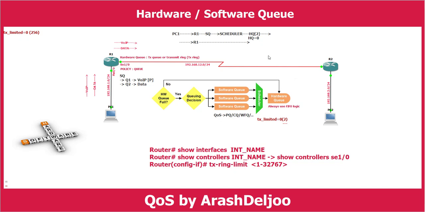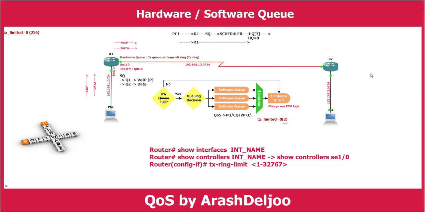What does it mean? It means that in most cases, yes, it is correct. Because the hardware queue has some packets and is full, the packet goes to the software queue and then to the scheduler, and after that the scheduler can forward the traffic to the hardware queue to be sent. But if the hardware queue is empty, has empty space, the traffic goes directly to the hardware queue.